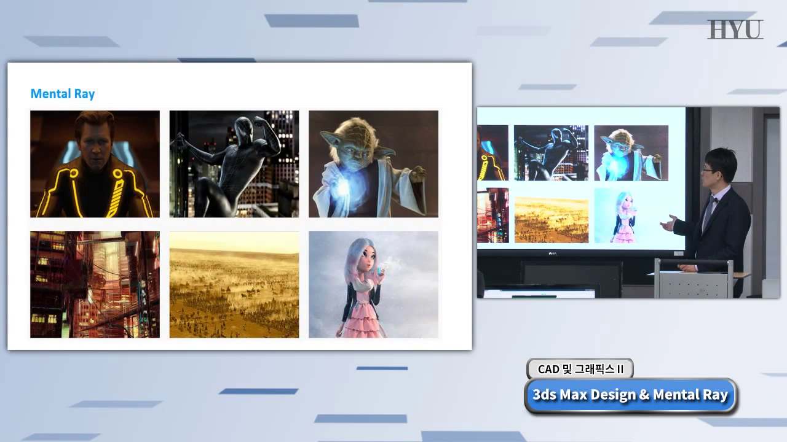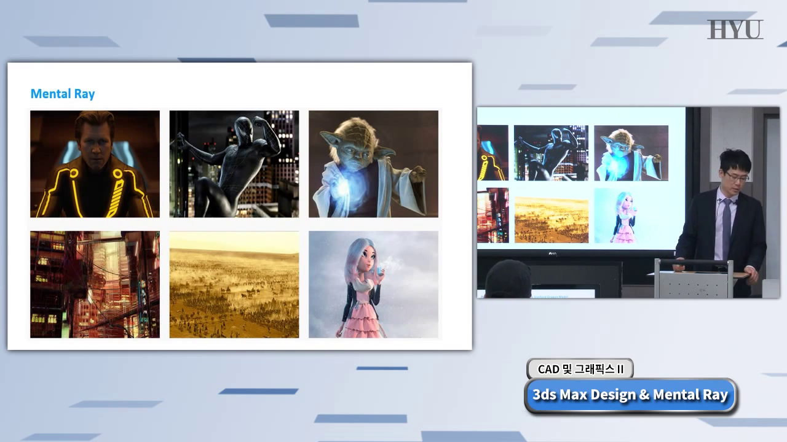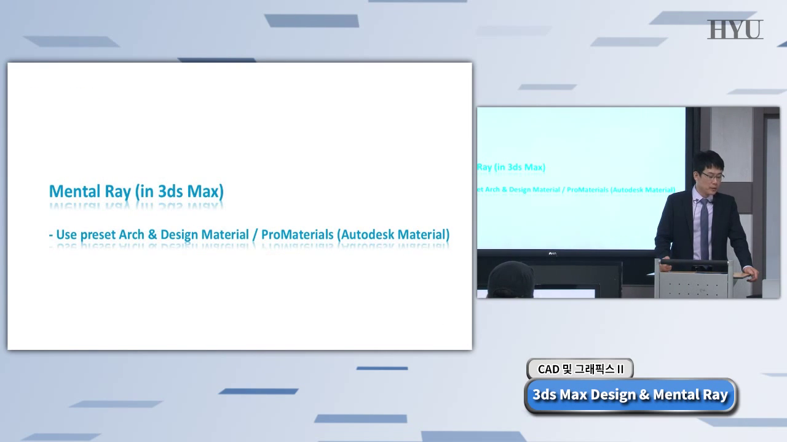And this one, a mental ray example. Some Hollywood movies mostly use mental ray or a similar renderer from NVIDIA. For some very well-known movies, movie characters, some animation characters, they were basically generated by mental ray renderers, okay? So let's take a look at mental ray, or slightly more details, in 3D Max Design.